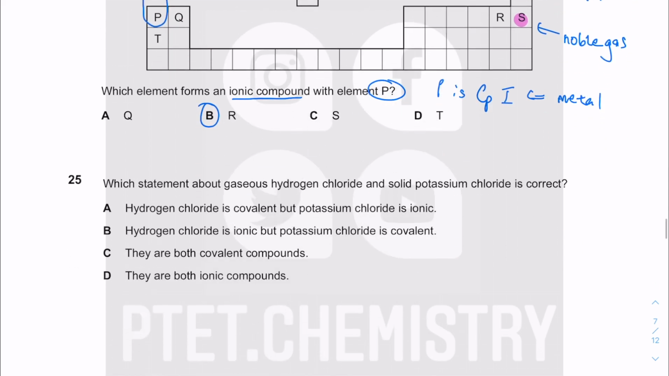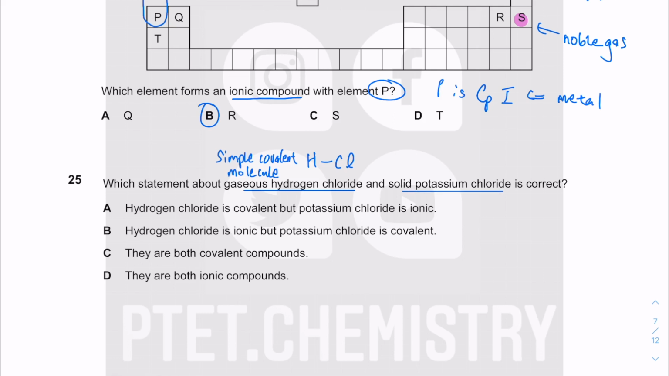Question 25, hydrogen chloride is your case study again and again. It's a simple covalent molecule, which unfortunately, if you don't get your case study correct, you might make a lot of mistakes in this test.